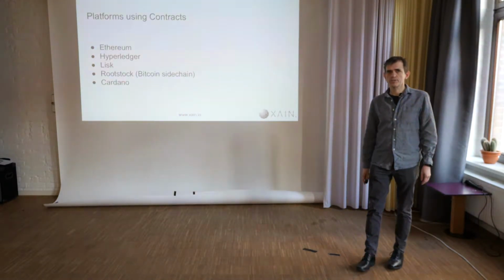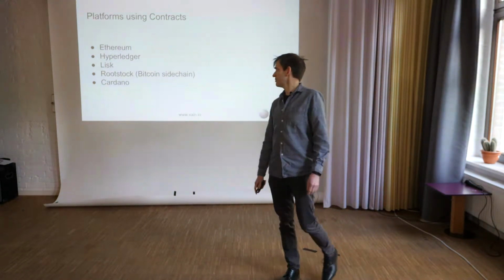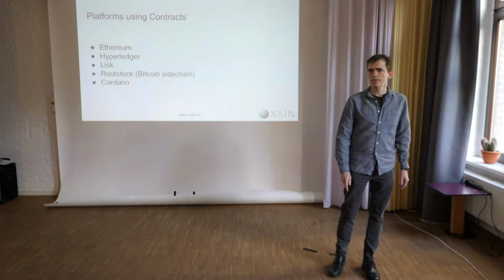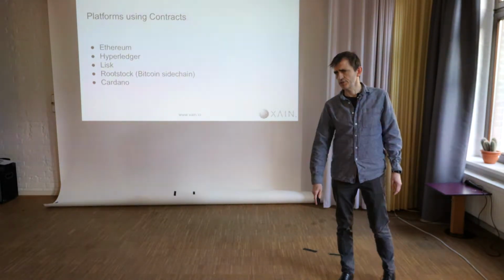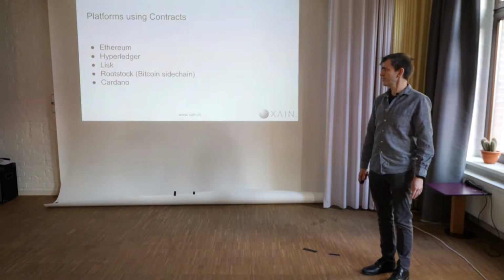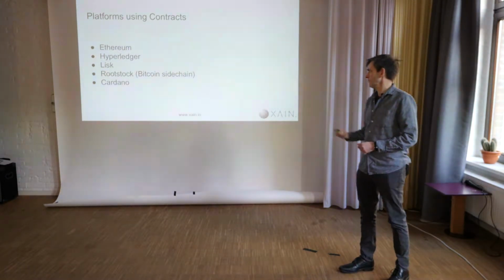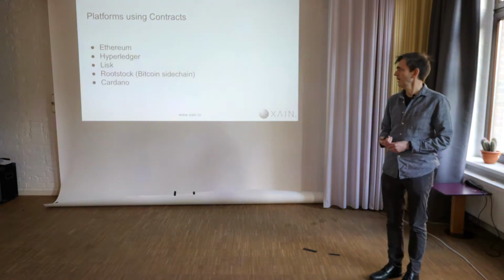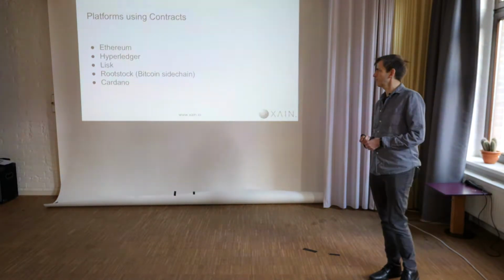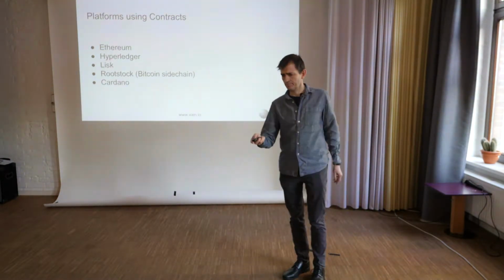There are a number of platforms you can use for smart contracts now. Ethereum is perhaps the best known, but there is also Hyperledger, which very much focuses on the enterprise. They use chain code in their Fabric platform. There's also Lisk. Rootstock is developed as a side chain on Bitcoin. And a more recent one, Cardano. They've got a client written in Haskell. But I'm really just going to be talking about Ethereum today.